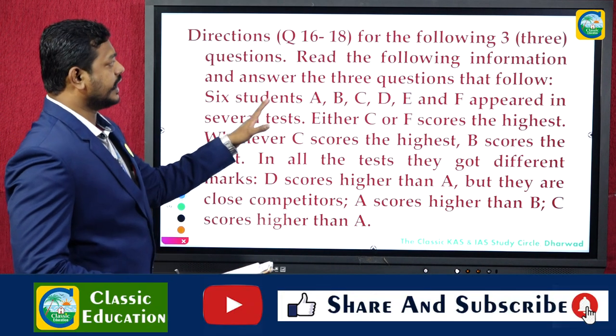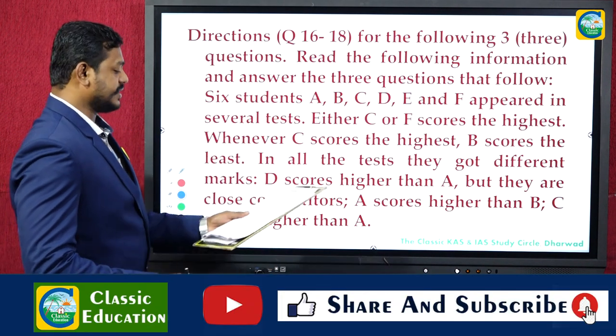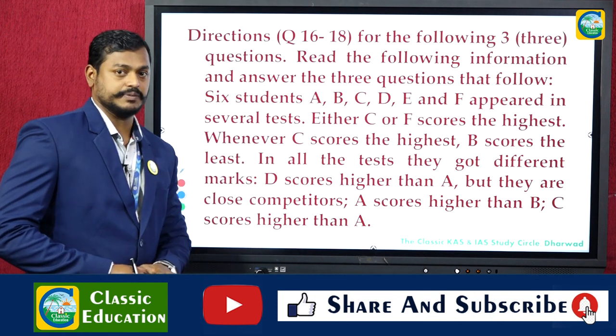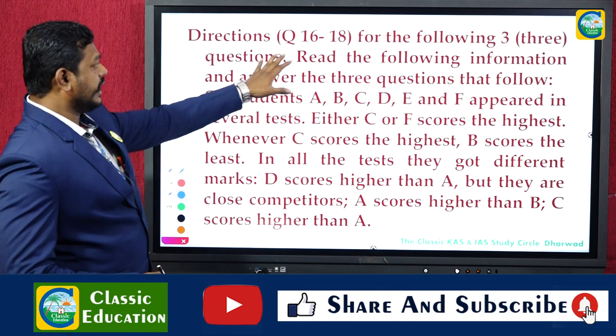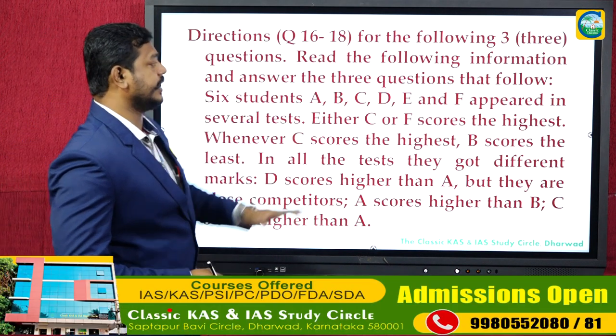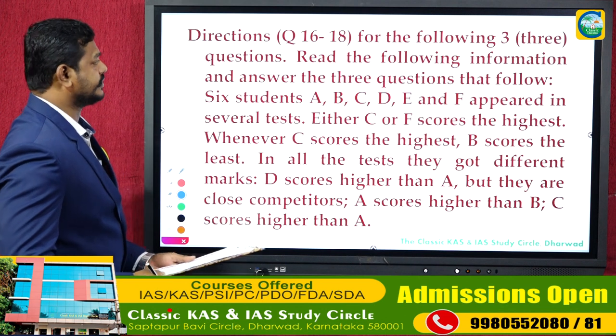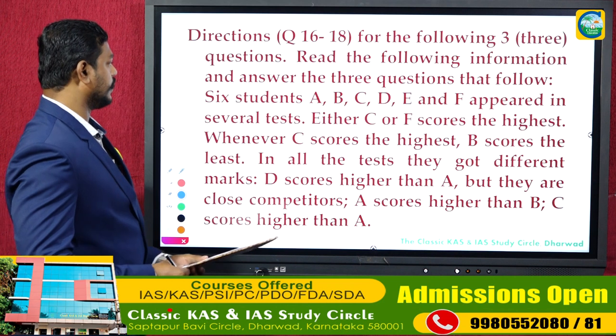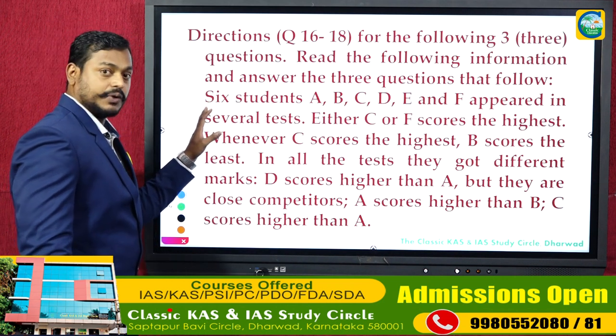Right? So, we'll continue the remaining questions here. So, let me see here. They have given one question here that is related to the puzzle test. Right, friends? So, in this puzzle test, they have asked three questions. Here it is 16 to 18. I have given the numbers here. For the following three questions, read the following information and answer the three questions that follow. Let me start the question here.